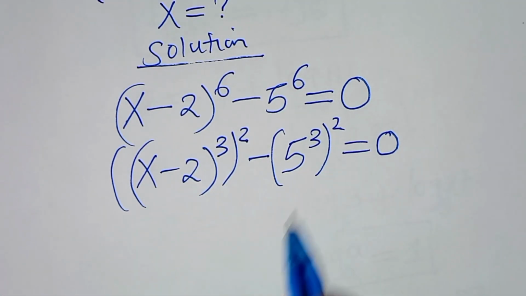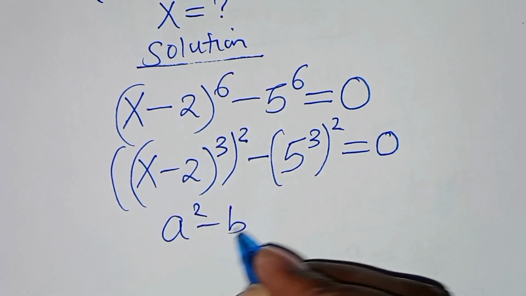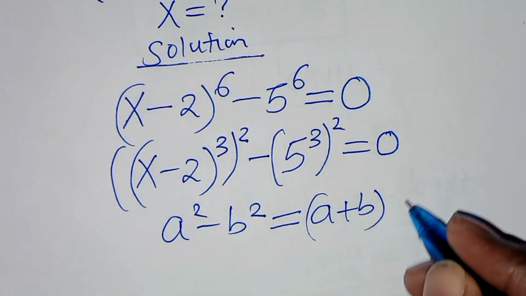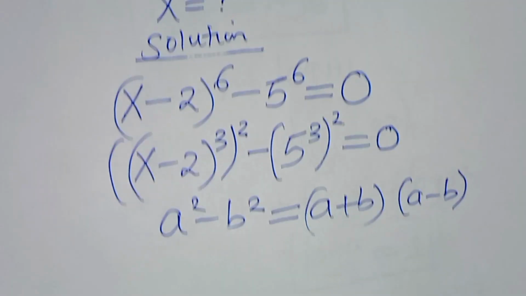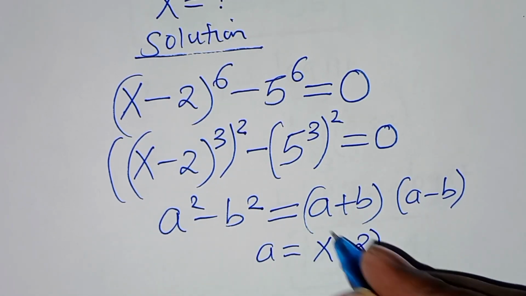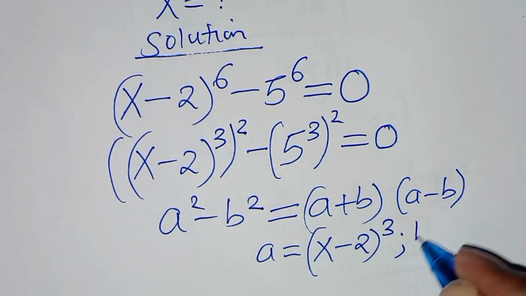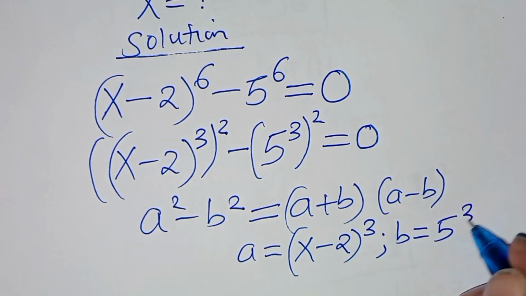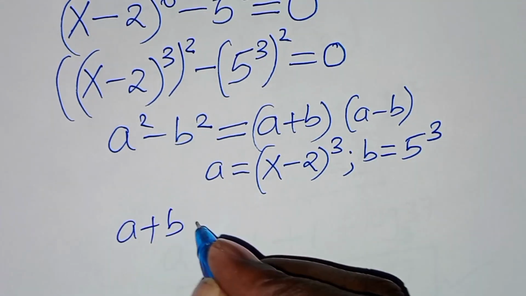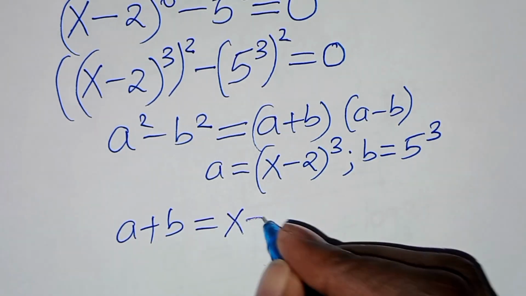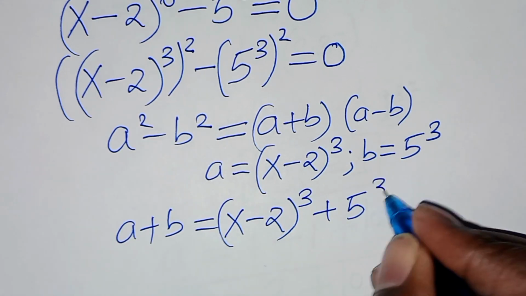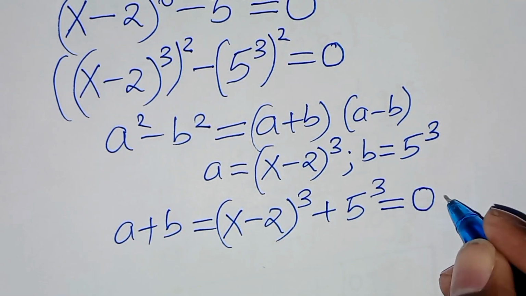So this equation is in the form of a squared minus b squared, which we can express as (a + b)(a − b). So a is equal to (x − 2)^3, and b is equal to 5^3. So this implies that a + b, this is the same thing as (x − 2)^3 + 5^3, is equal to 0. Let's call this equation 1.